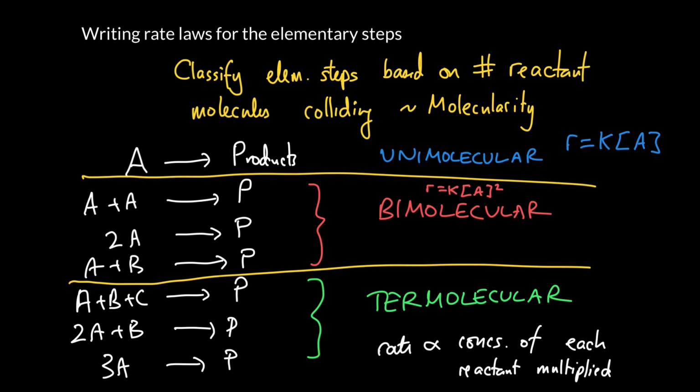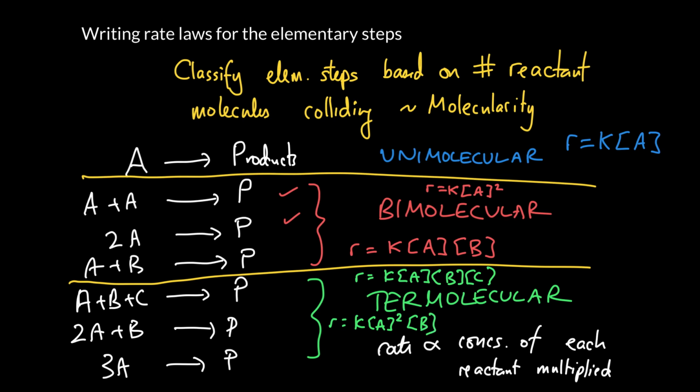For my second one, that's exactly the same, because A plus A is exactly the same as 2A. And for my third one, my rate is going to be equal to a rate constant times A times the concentration of B. For my termolecular ones, it's exactly the same. My rate is going to be k, the proportionality constant, the rate constant, times A times B times C. For the second one, the rate is going to be k times A squared times B. And for the third one, the rate is just going to be k times A times A times A, or A cubed, like so.